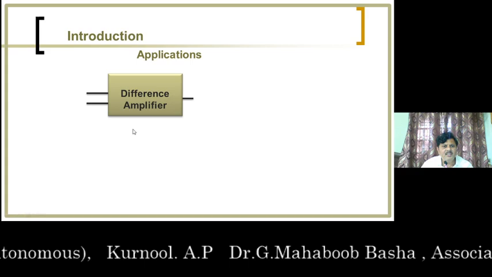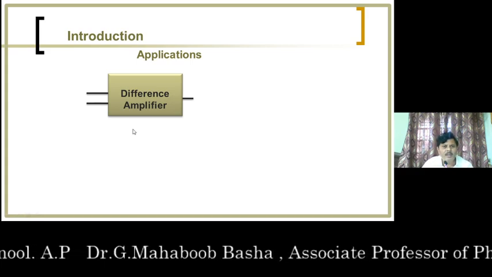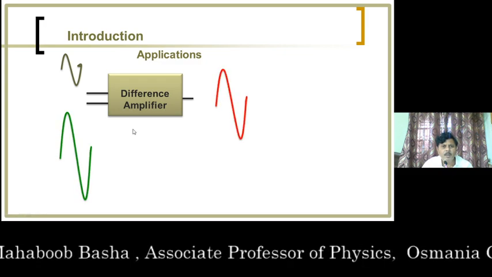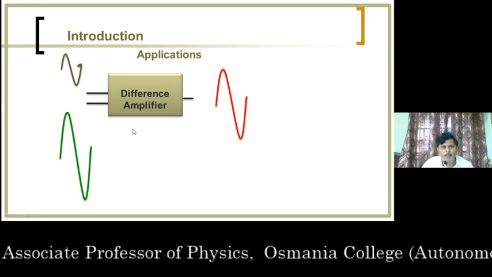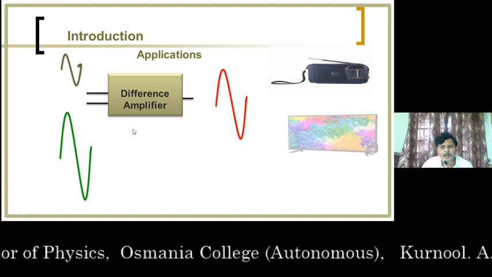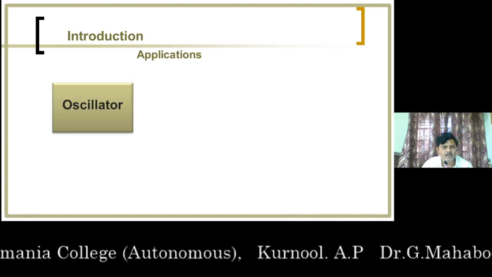Next, we can use IC741 as a difference amplifier. A difference amplifier amplifies the difference between two input signals. All these amplifiers we are using in all audio systems, like in tape recorders, radio, TV, and in public address systems we can find amplifiers.